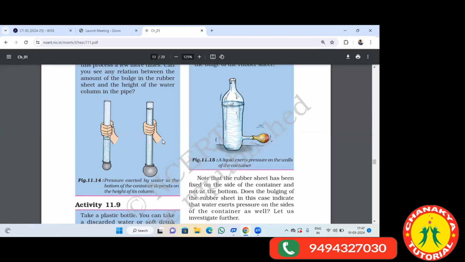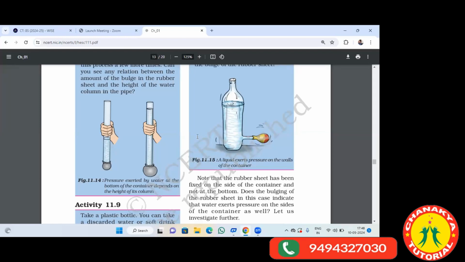And I had told you the same thing with some other activity, like you take a water bottle and create holes on it, one above the other. The water from the bottommost part comes faster, and the water from the top part comes slower. Which shows that the pressure at the bottom is more and the pressure at the top is less.